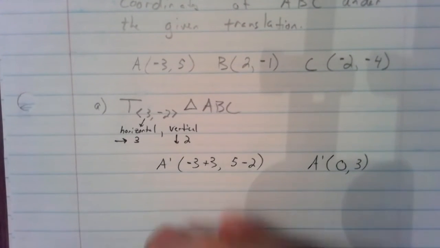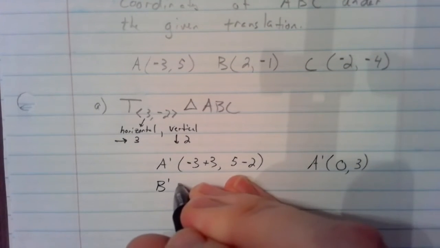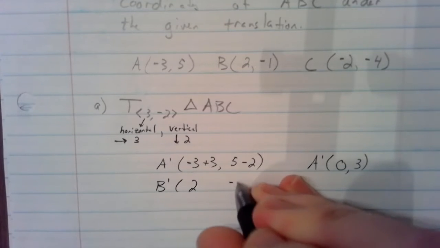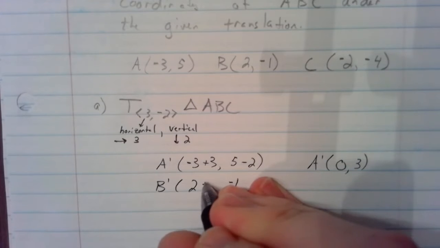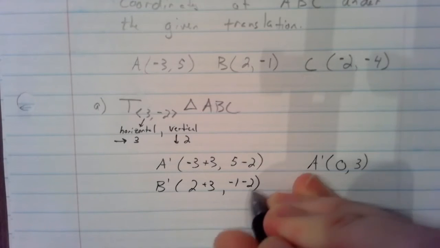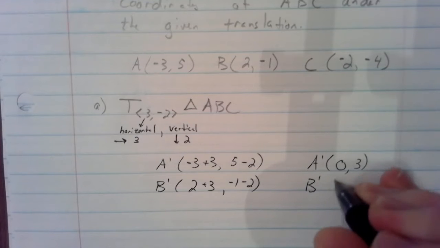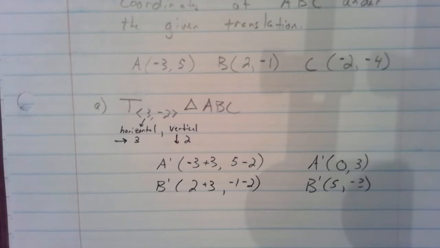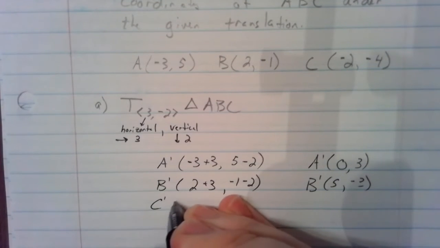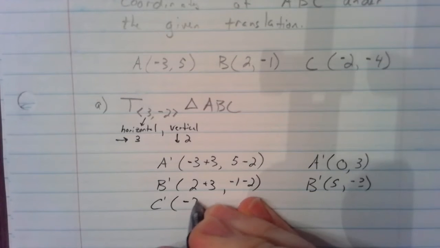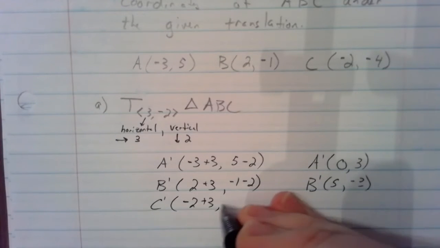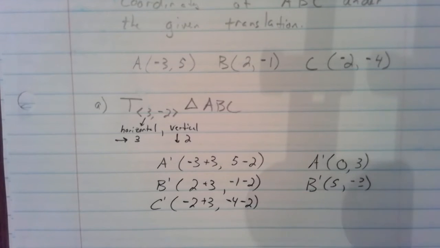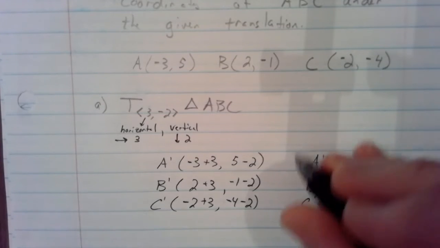B prime. All right, so B has coordinates 2, -1. And to that 2, I'm going to add 3. Instead of -1, I'm going to subtract 2. 2 plus 3 is 5, and -1 minus 2 is -3. Okay. And then finally C prime has coordinates -2 plus 3, -4 minus 2. And we end up with C prime, which is 1, comma, -6. Okay, so that is my answer right there.